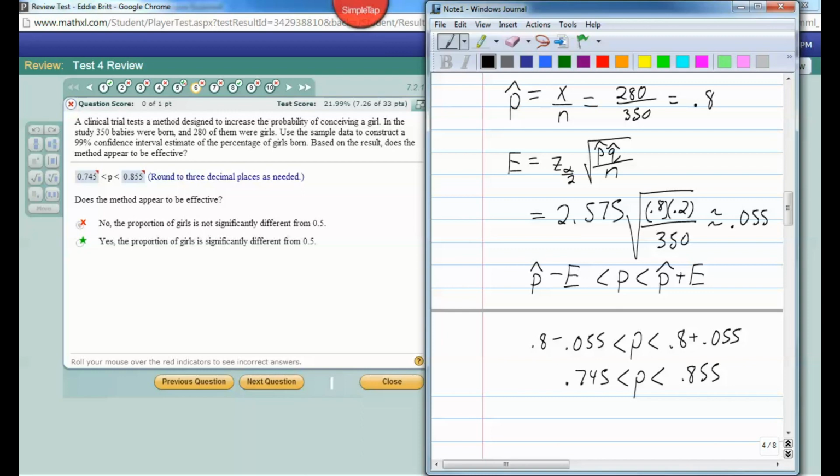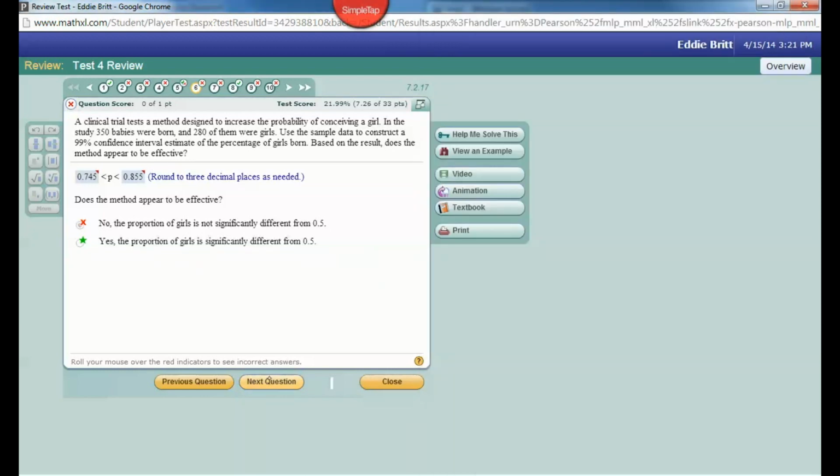So that means we're 99% confident that the actual percentage or proportion, our sample was 80% or 0.8, but we're 99% confident that the actual percentage is between 74.5% and 85.5%. That sounds pretty reasonable. It's above 70%, so I would think that the method was effective. Okay.